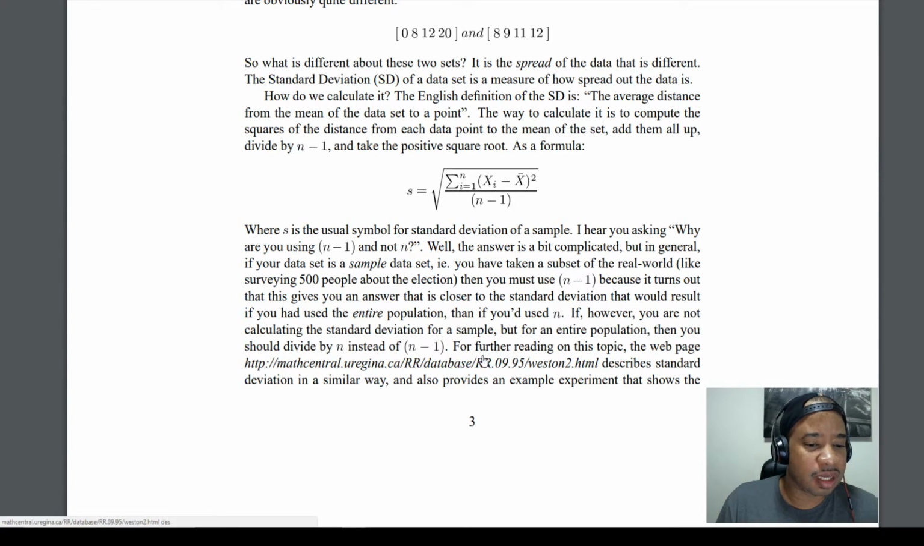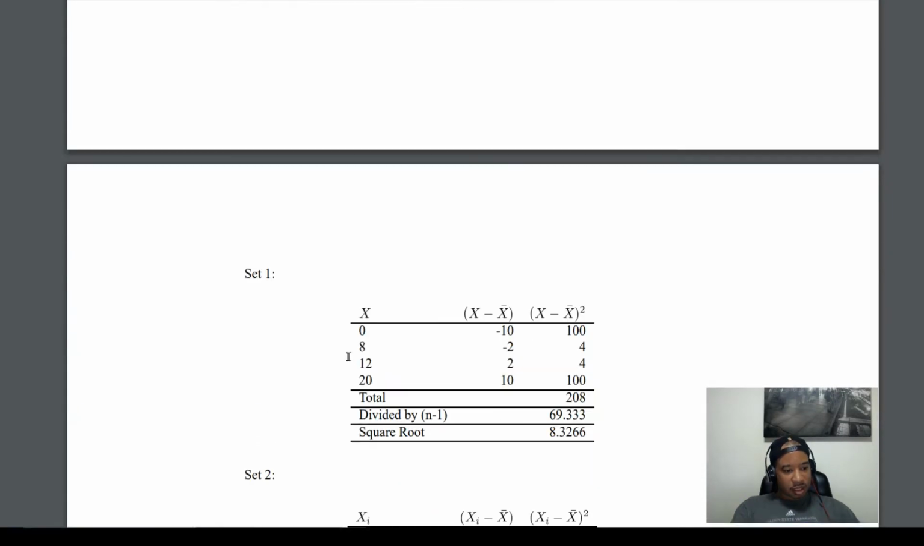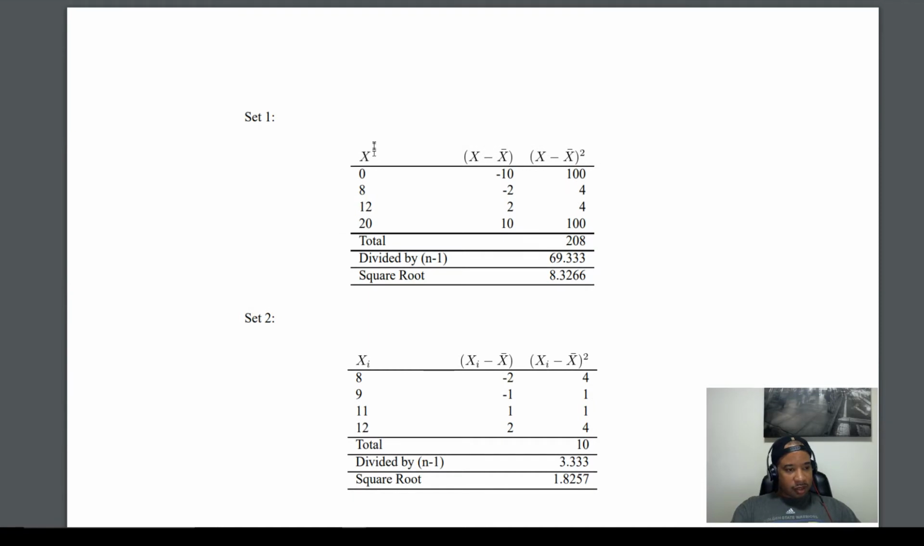For further reading on this topic, a web page on standard deviation also provides an example experiment. And I think it's been shown mathematically that if you divide by n minus 1 every time for your standard deviation of a sample, especially if your sample is sizable, your standard deviation will be a little bit more accurate. And we want accuracy. And so here is a table calculating standard deviation.